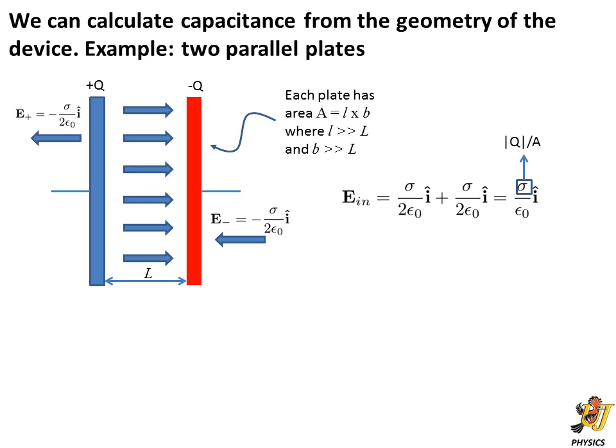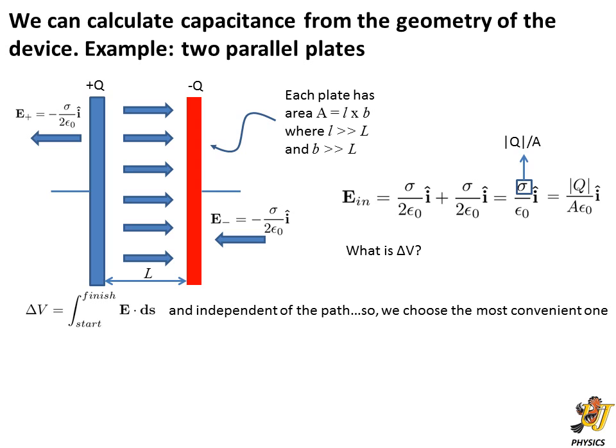We know that the surface charge density of each plate is just the amount of charge that it carries divided by the surface area itself. Therefore, we can simplify the electric field as is shown. We now want to know what the potential difference is between these two plates.